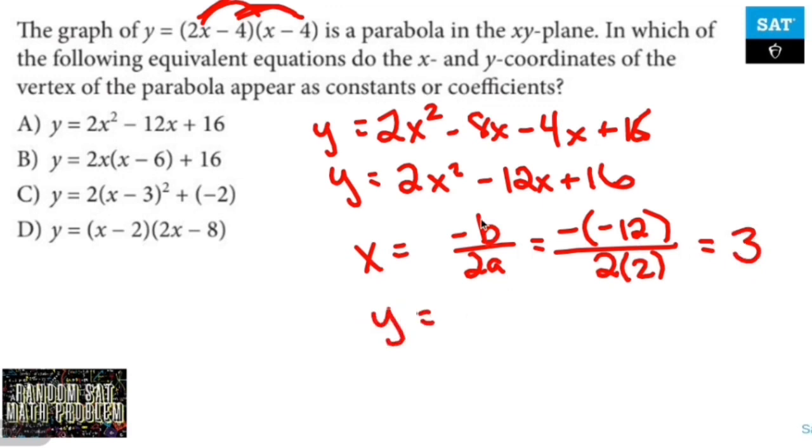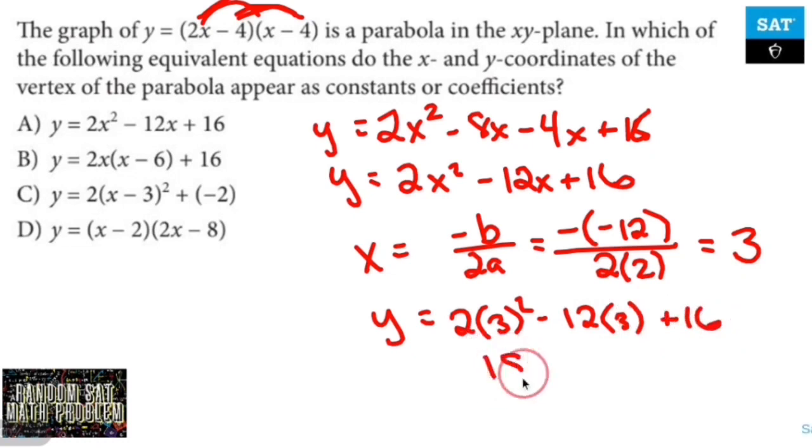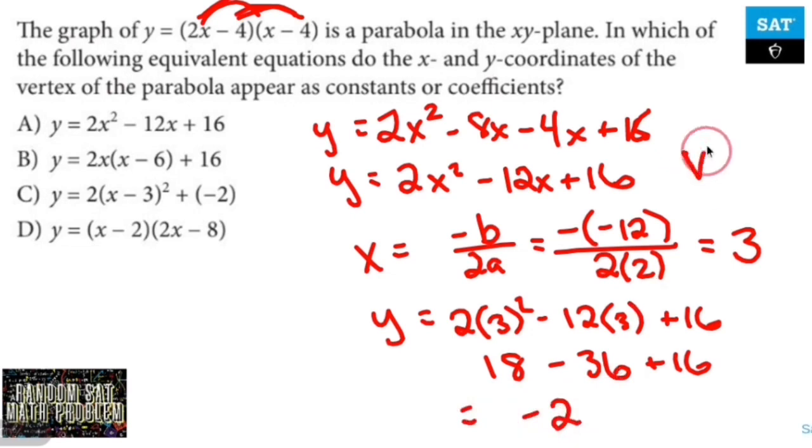What's the y value going to be? Well, I can take 3 and plug it in, so I get 2 times 3 squared minus 12 times 3 plus 16. That becomes 2 times 9, which is 18, minus 36 plus 16. 18 minus 36 is negative 18. Negative 18 plus 16 is going to be negative 2. So this gives me a vertex of 3, negative 2.